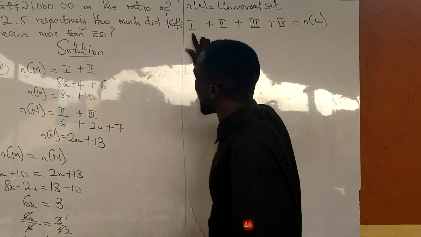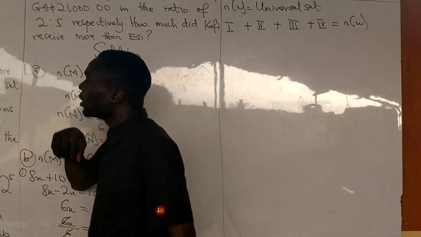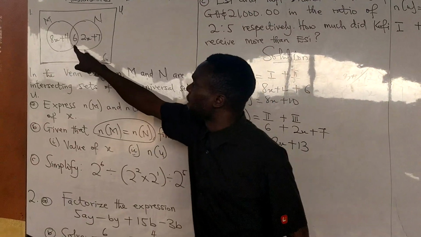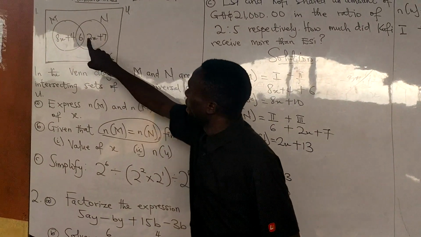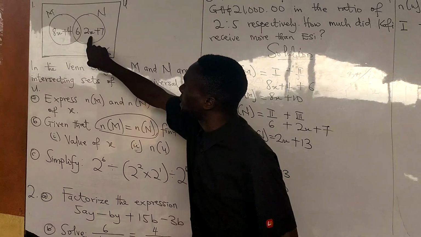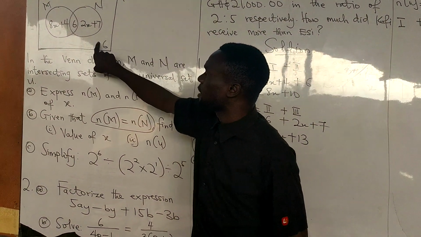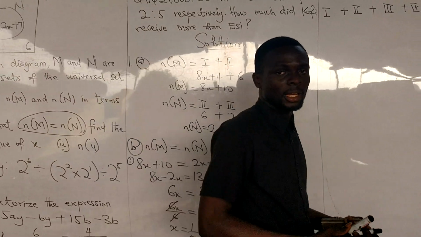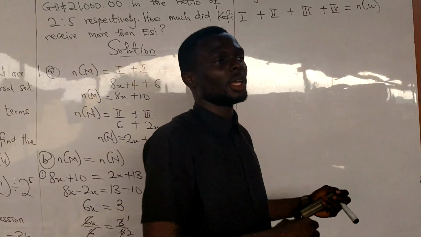And what is in region I? In region I, we have 8x plus 4. In region II, we have 6. In region III, we have 2x plus 7. And region IV, we have 6. So we are going to substitute these in the regions.